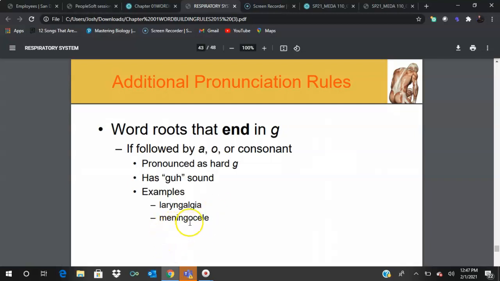Here we have one G. This is a meningocele. However, it comes from the meninges, and so even some words can be pronounced differently depending on what suffix or vowel is attached to it. So this is a meningocele, but meningoceles originate from the meninges.